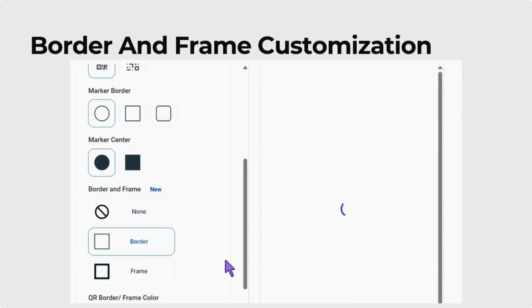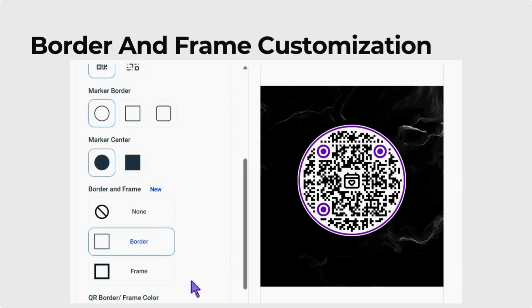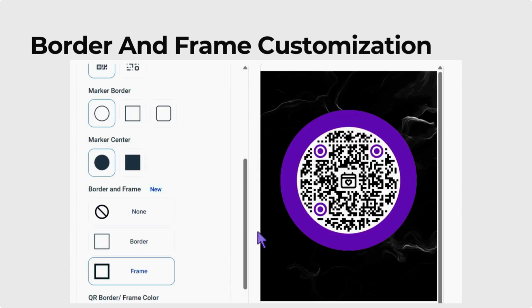You can now add a border or frame to your QR code and customize its color to better match your branding.